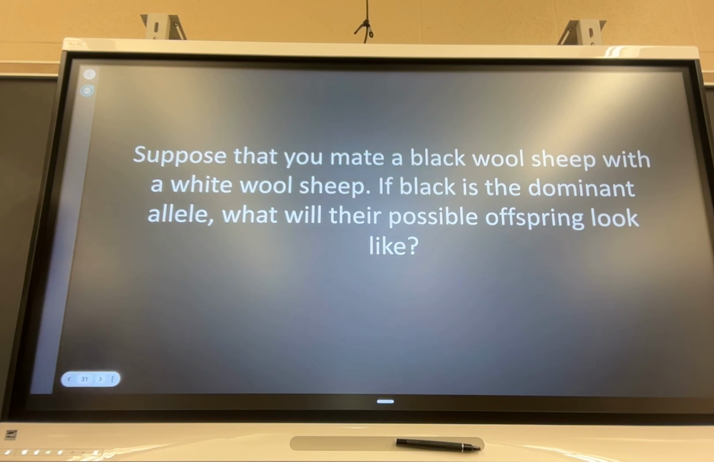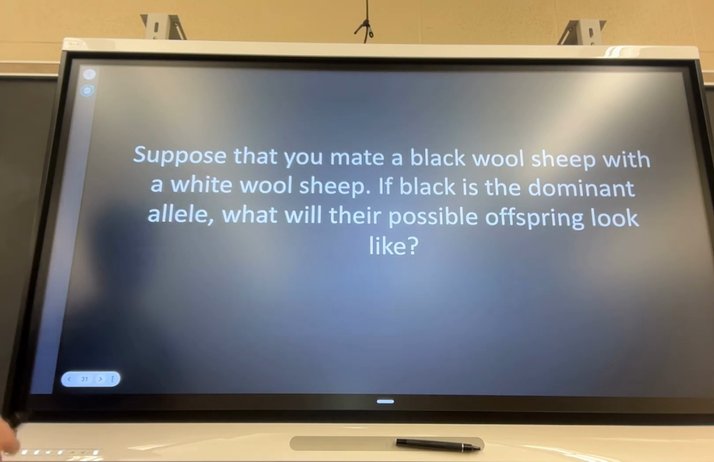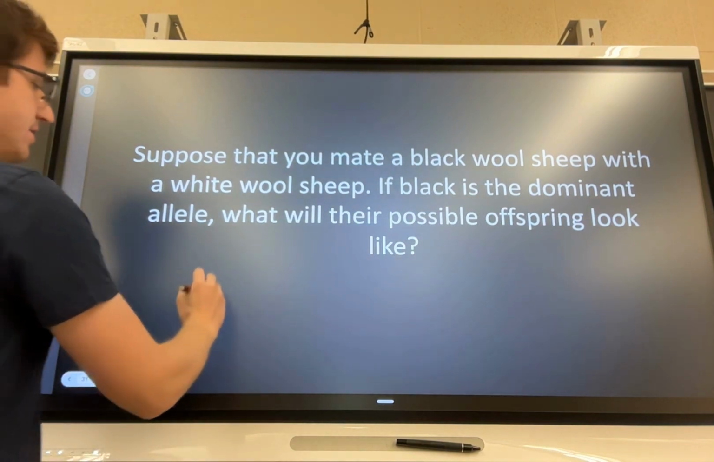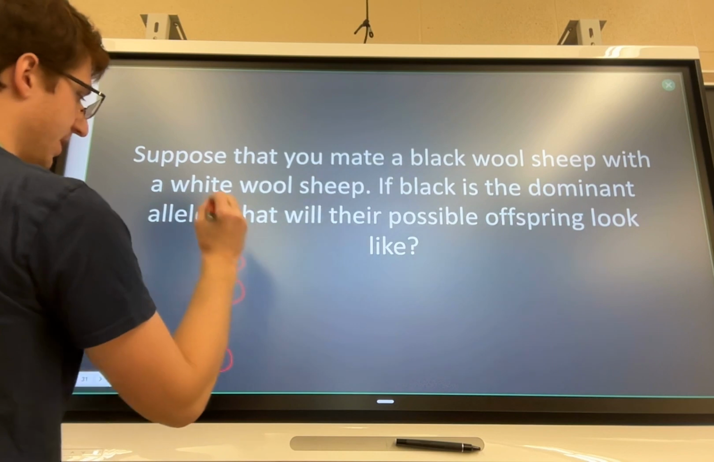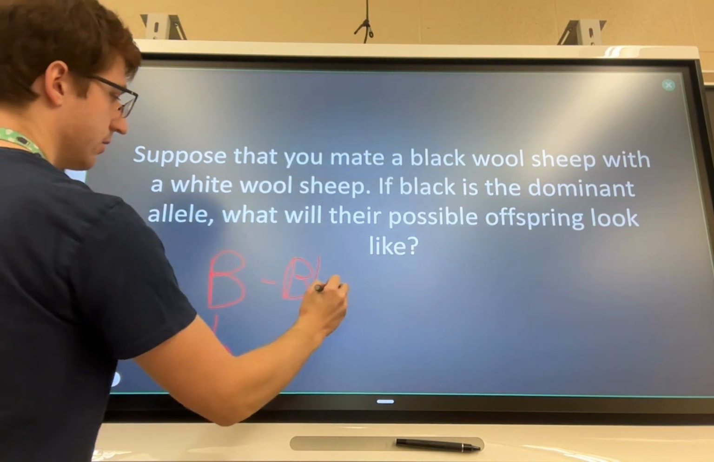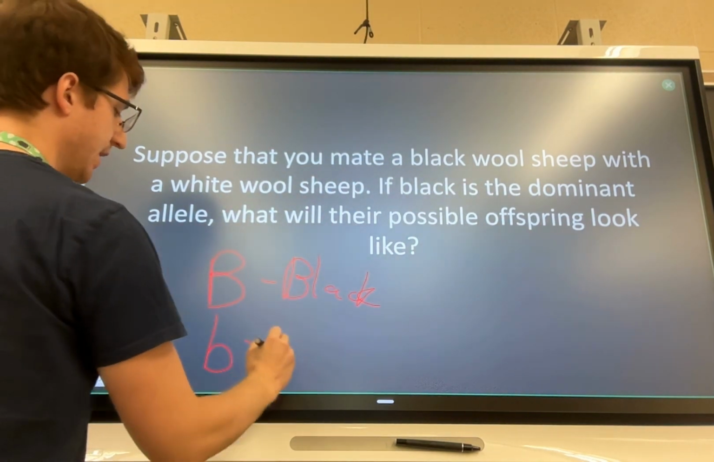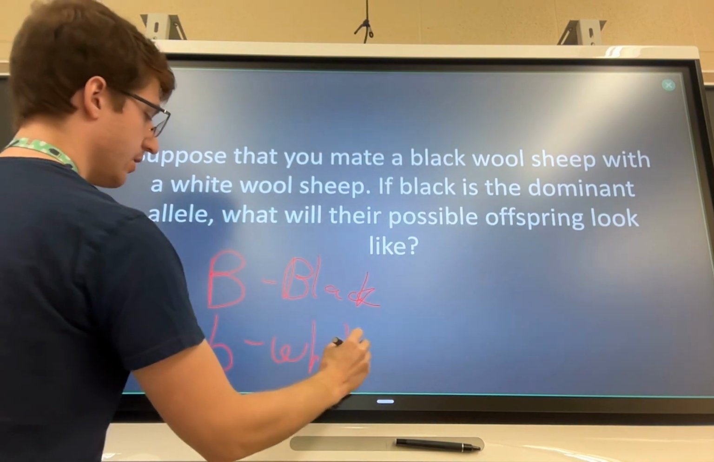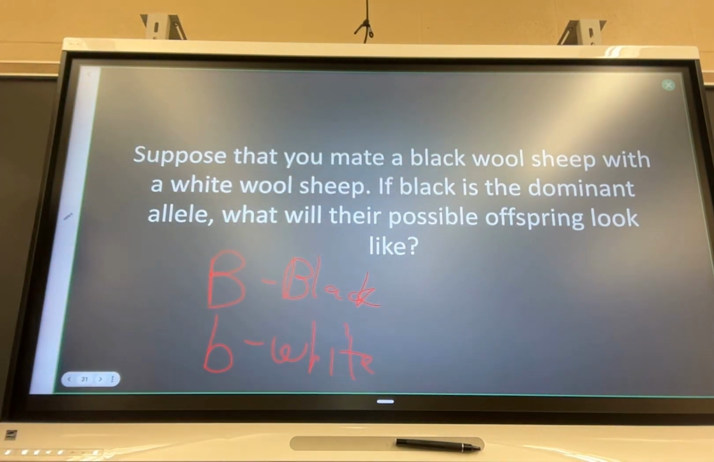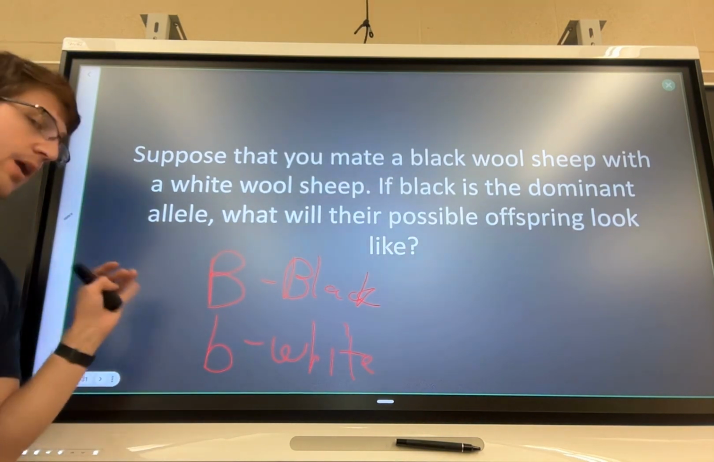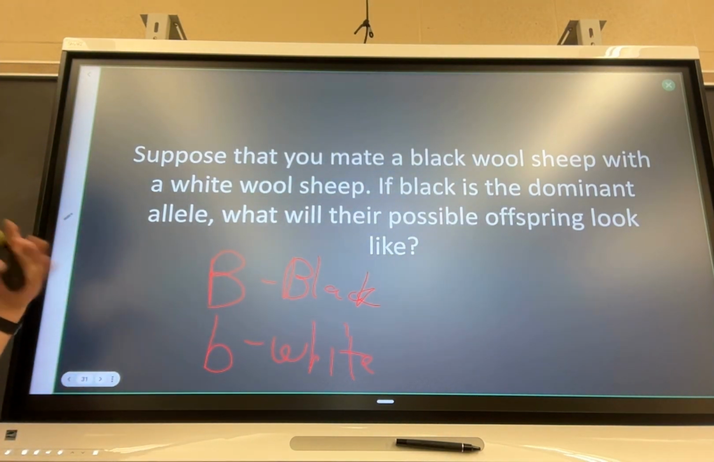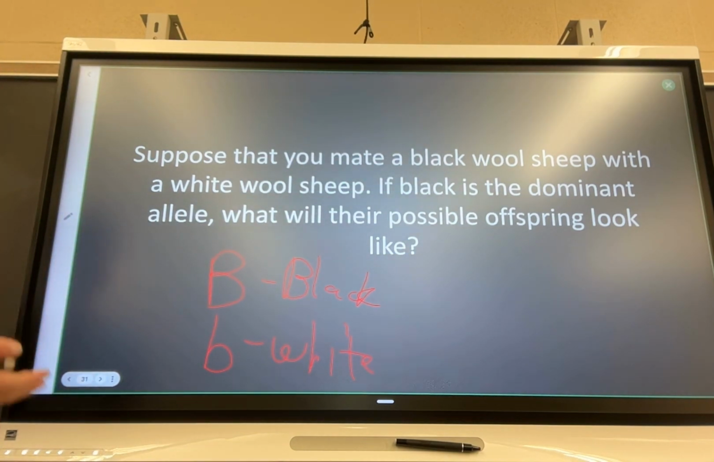Okay, so there were actually 2 potential options for this one. Because we say that black is dominant, we're going to use big B, little b. So big B is black, little b is white. You notice that even though we have black and white, both of them share the same letter because they are the same trait. We're just worrying about wool color right now. If we were doing something else, we could use different letters, but right now we are focused on just one letter.